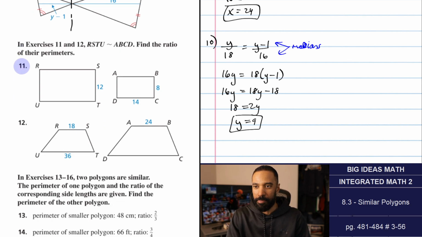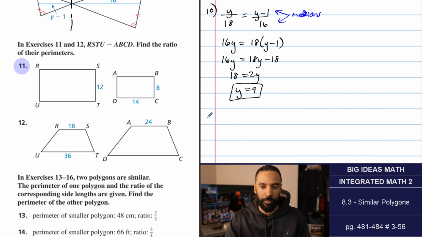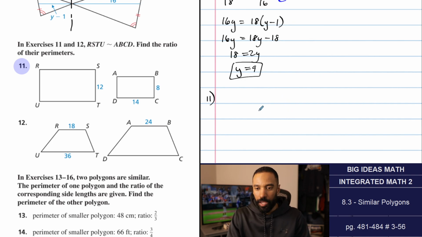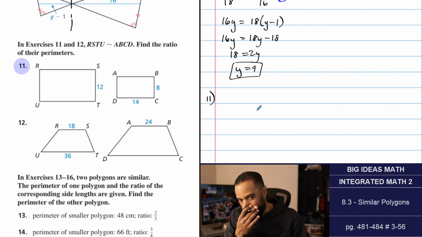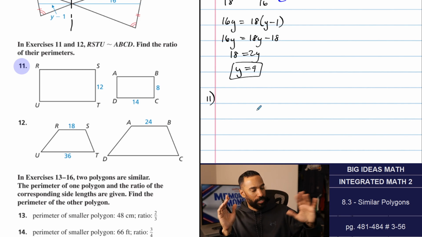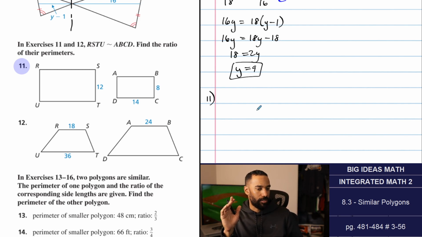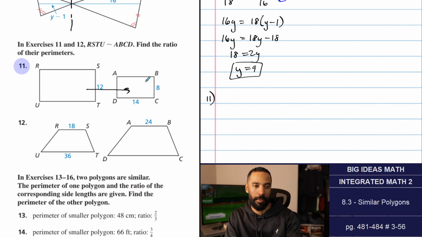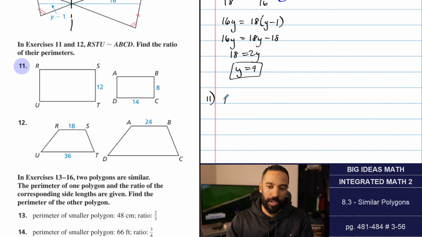All right, numbers 11 and 12. RSTU is similar to ABCD, letter order matters for parts that correspond. Find the ratio of their perimeters. The ratio of their perimeters will be equal to the similarity ratio, just so you're aware. The only thing is I don't know which direction they want you to do them, if it needs to specifically go from this to that. It seems like that's kind of what they've been doing each time, so I'll keep that. So I'm just going to put R to A.